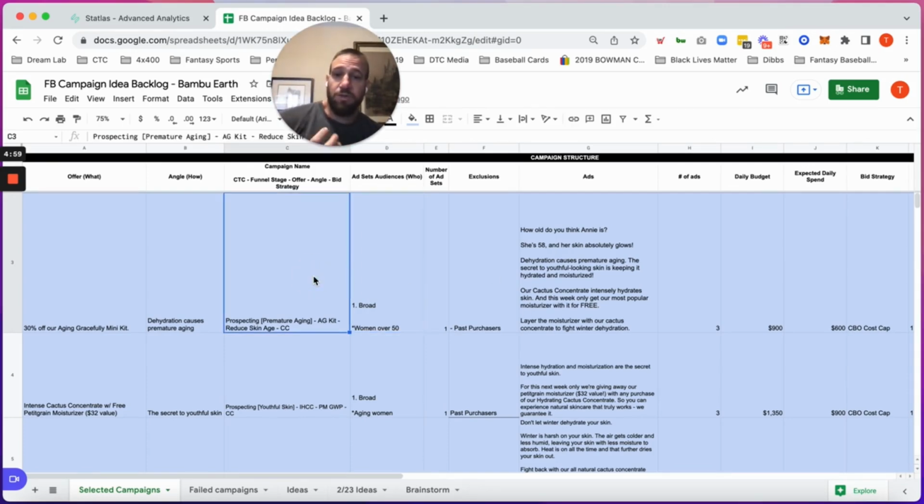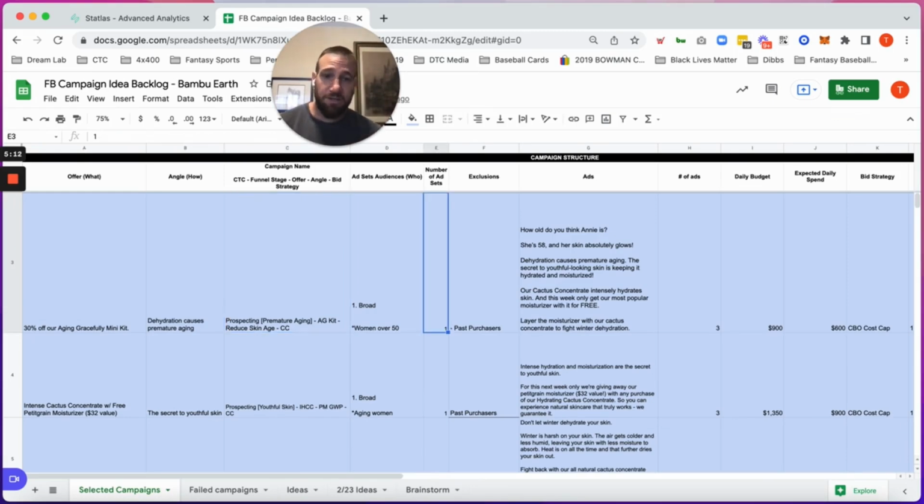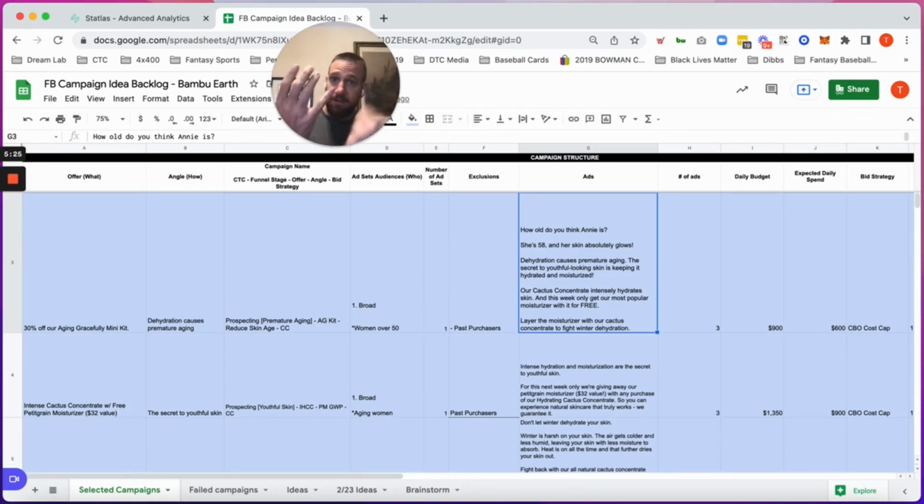Then we'll define the syntax of the ad. So you have prospecting, then define the offer and the angle in the title so that when you're looking at the campaign in the ad account, you can easily see what you're running. We'll define our exclusions, and then we actually write the copy here. In this case, you can see: how old do you think Annie is? She's 58 and her skin absolutely glows. So this is the hook. We ask the customer a question to consider an opinion of the person that they see, and we're going to surprise them that she's older than you may have thought. It talks about how she has been able to fight aging with this Aging Gracefully kit. So that is the presentation of the copy.